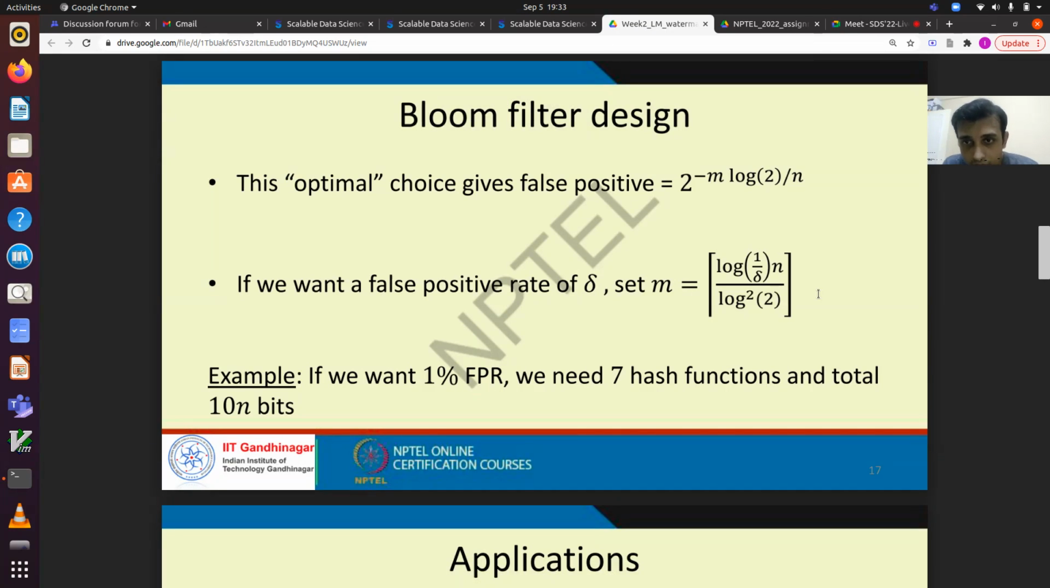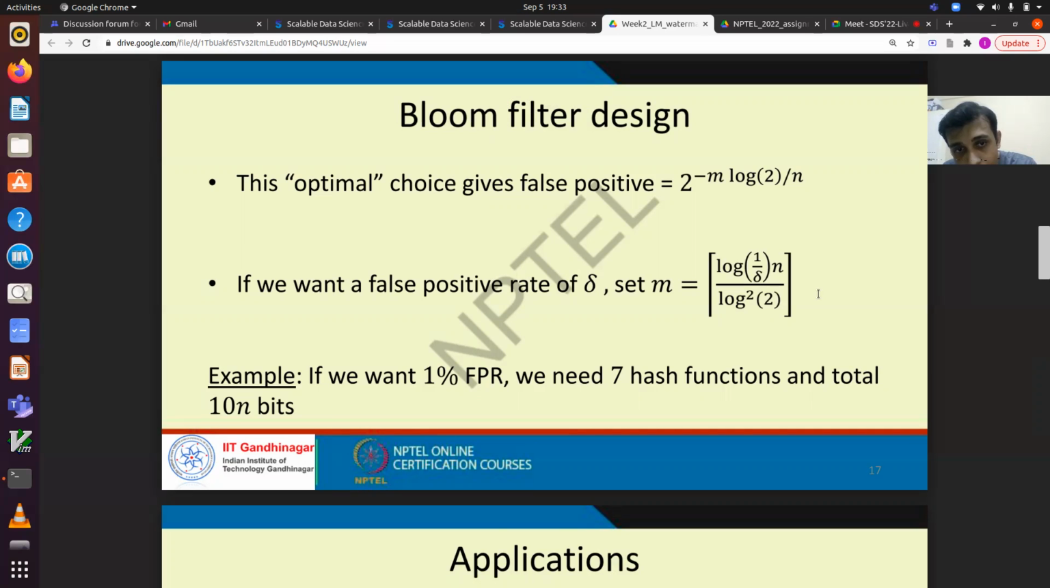We are going at it stepwise. We know the number of elements that we're going to insert. We know that we want a 1% error rate. We have two things in our hands: the number of hash functions that we choose, and the size of the Bloom filter. Of course, if you increase the size of the Bloom filter, the error rate will always decrease.